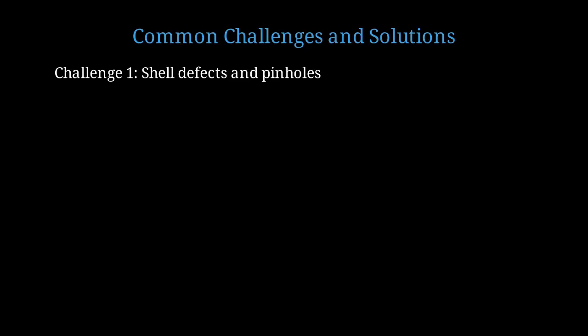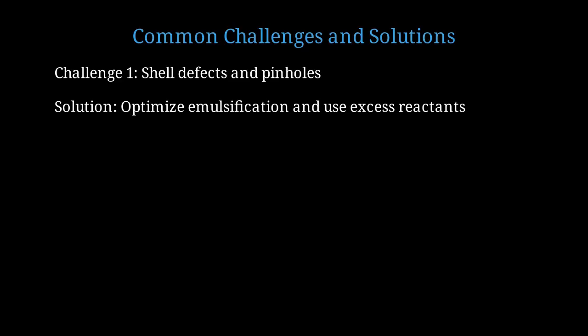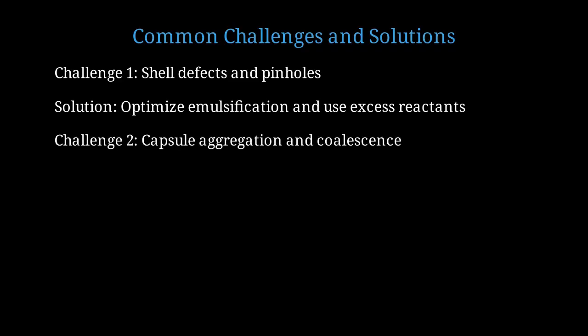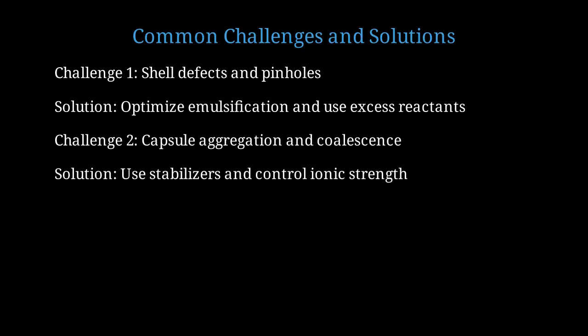Challenge 1. Shell defects and pinholes. Even tiny defects can dramatically increase permeability and cause premature release. Solution. Optimize the emulsification step to create uniform droplets, and use a slight excess of one reactant to ensure complete coverage. Challenge 2. Capsule aggregation. If capsules stick together, they can't function properly. Solution. Add stabilizers like surfactants or polymeric dispersants, and control the ionic strength of the continuous phase.